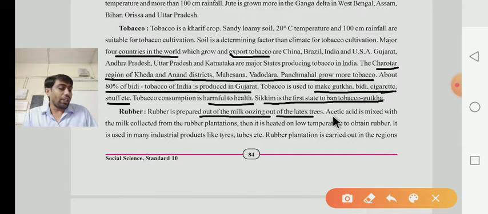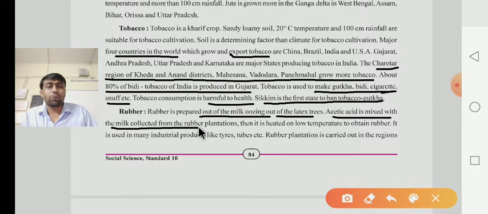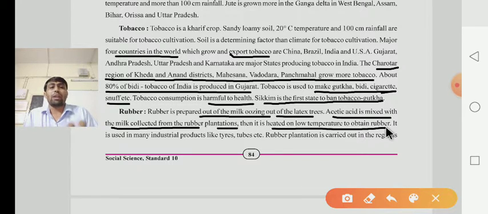Now acetic acid. Which one? Acetic acid is mixed with the milk collected from the rubber plantation. Now which acid is mixed with the milk collected from the rubber? Acetic acid. Then it is heated at low temperature to obtain the rubber. It is used in many industry products like tire, tube, etc.